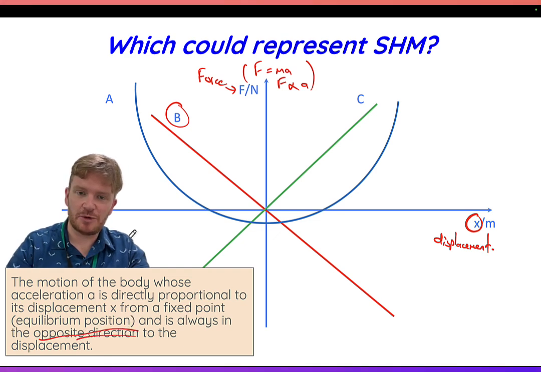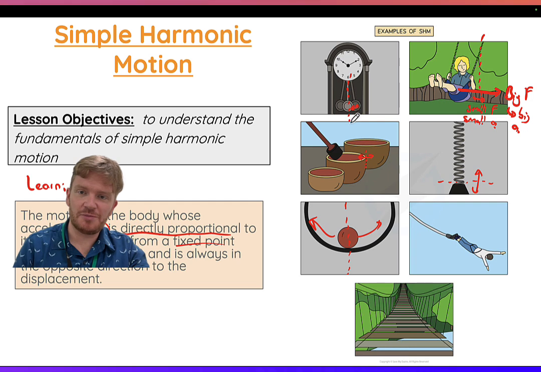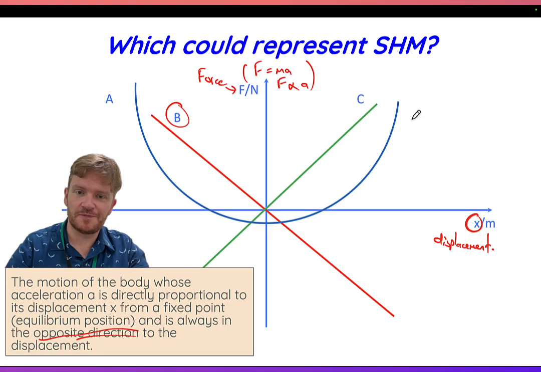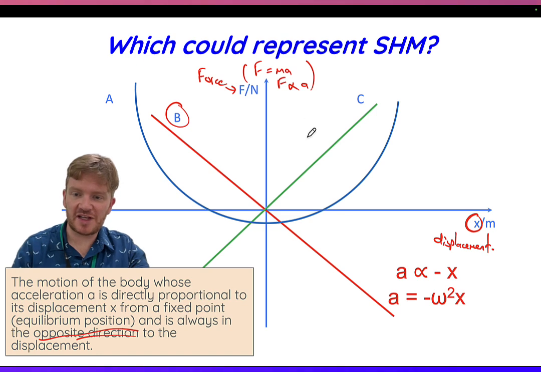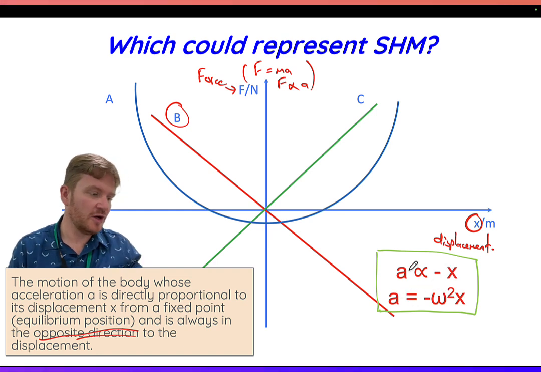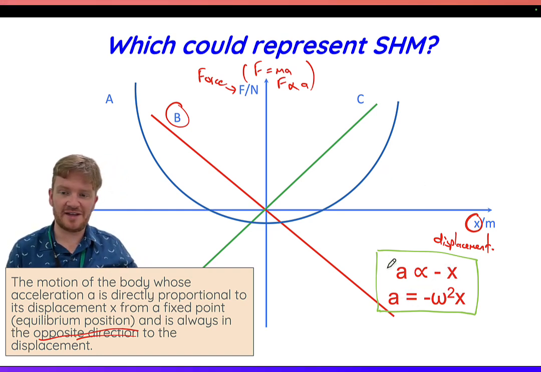And it's worth just taking a moment to think back on that. Here's my pendulum. If I've displaced it that way, the force is in the opposite direction. Here, my person on a swing, they have been displaced that way, the force is in the opposite direction. So we can say that the acceleration is always proportional to negative x, and actually we can say that acceleration is equal to minus omega squared x.